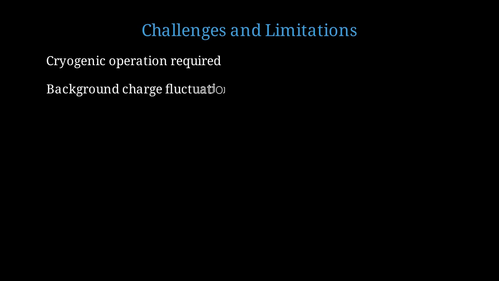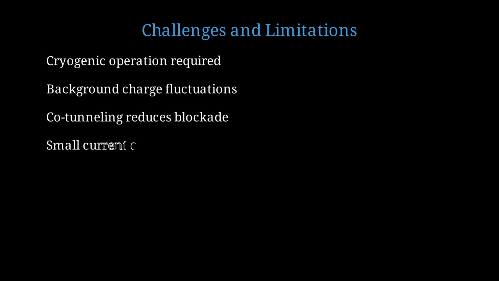Random fluctuations in background charges from nearby defects or impurities can shift the Coulomb peaks and cause device instability. Higher-order co-tunneling processes can allow current to flow even in the Coulomb blockade regime, reducing the on-off ratio of the device. SETs have very small current drive, typically picoamperes to nanoamperes. This makes them difficult to integrate with conventional electronics.